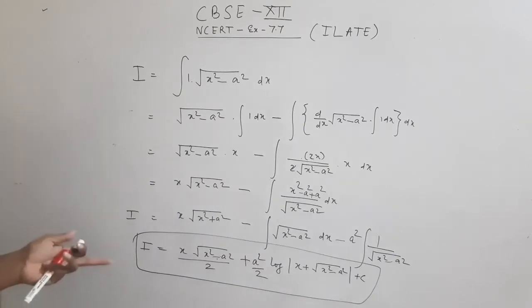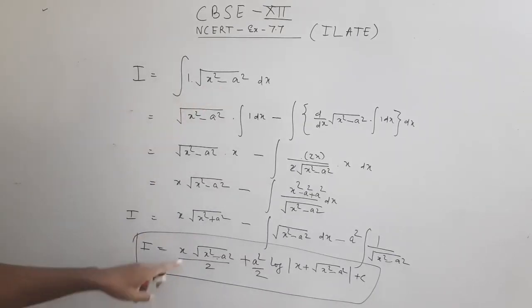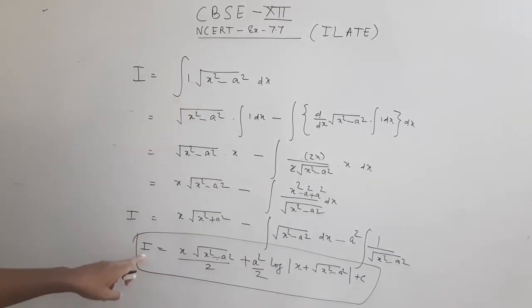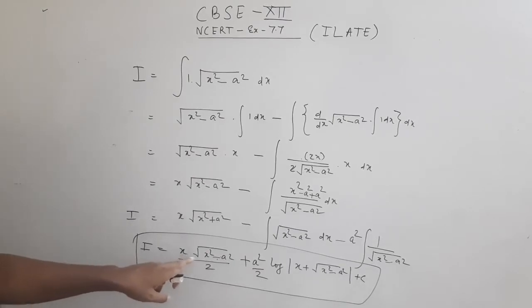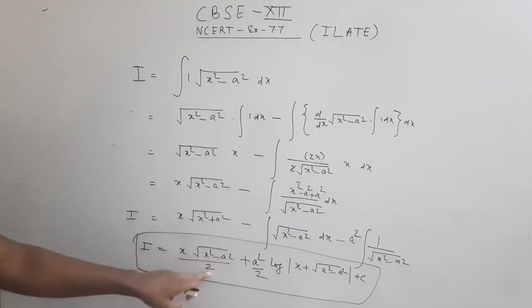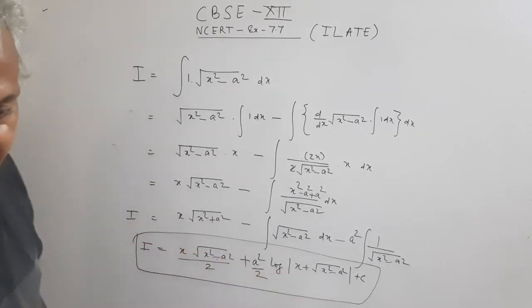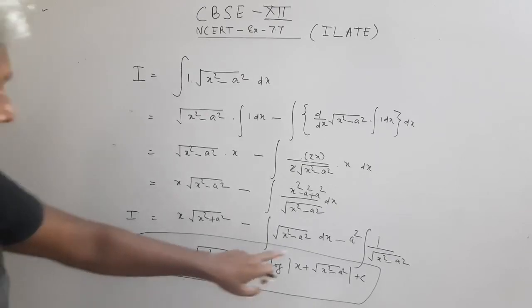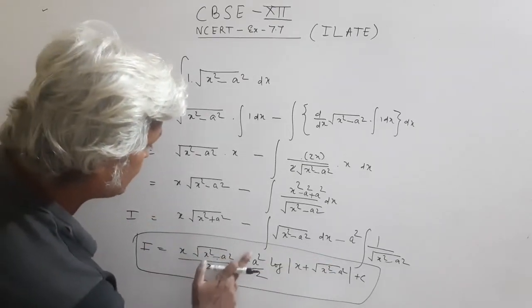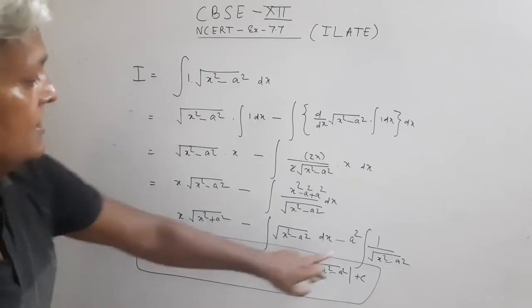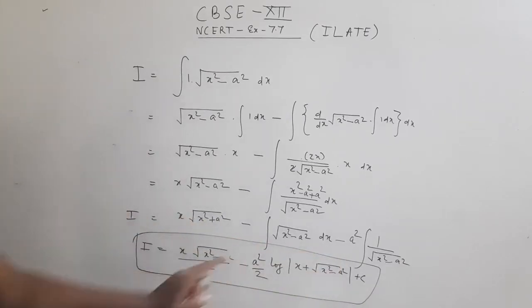So we have just derived this by changing the sign to minus. This is the second formula, which goes like: integral is x under root x square minus a square over 2 plus a square by 2 log mod x plus under root x square minus a square. And here, this one I forgot to change, this one will be minus. In the previous case it was plus.